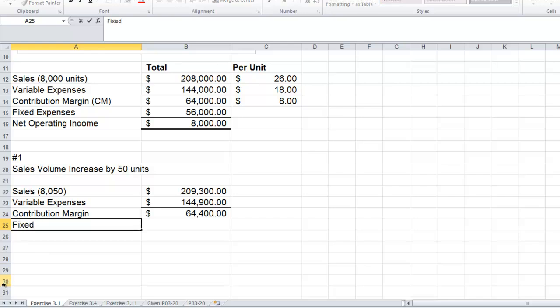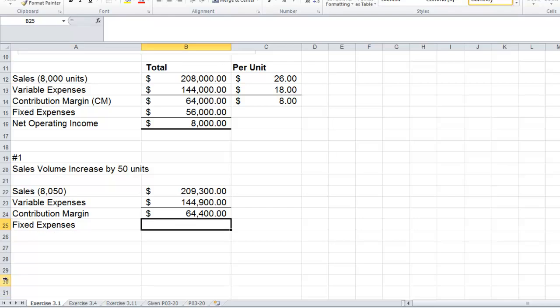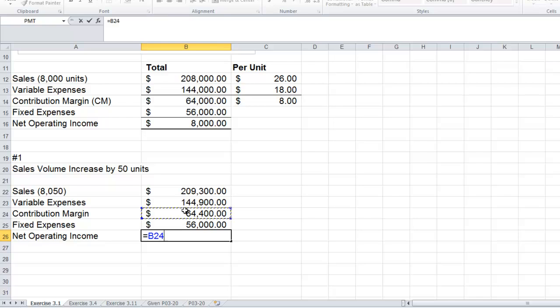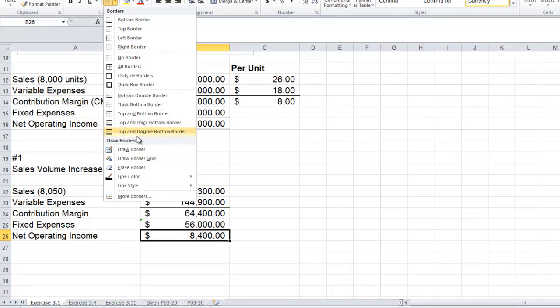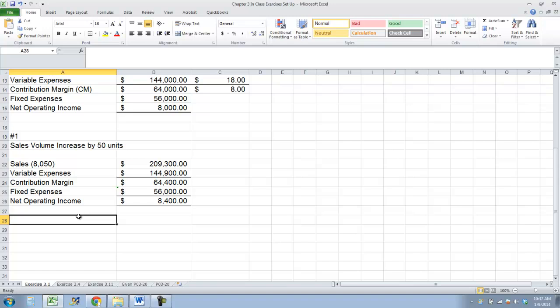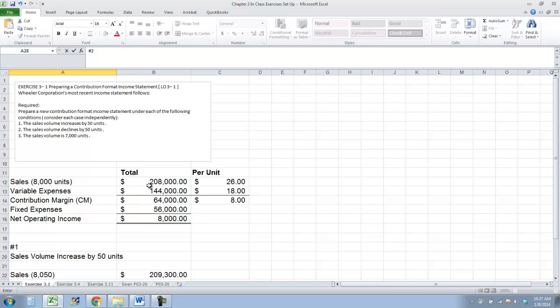This does not vary with volume, so our fixed expenses are the 56,000 that they were. So our net operating income equals 64,400 minus 56,000, so 8,400. That is our net operating income if sales increase by 50 units. Situation number 2. What if it decreases by 50 units?